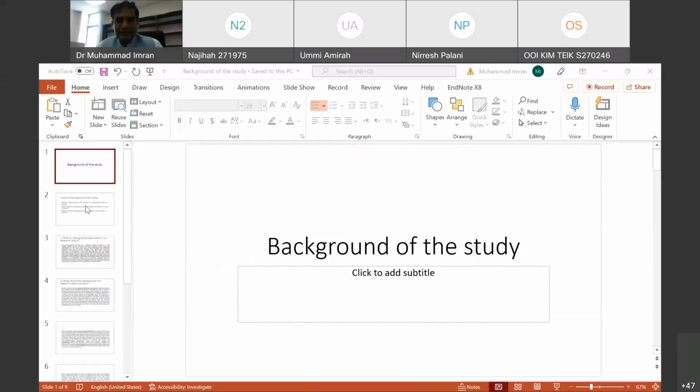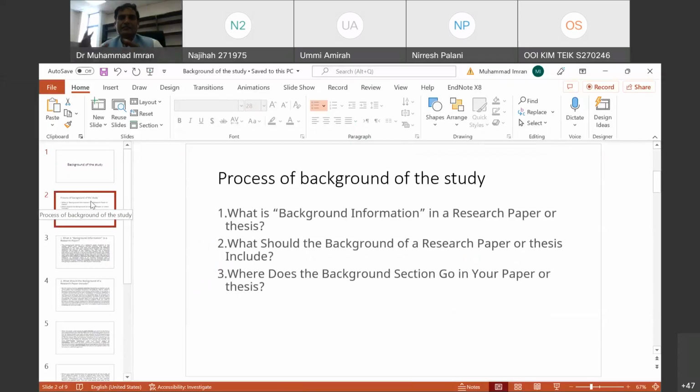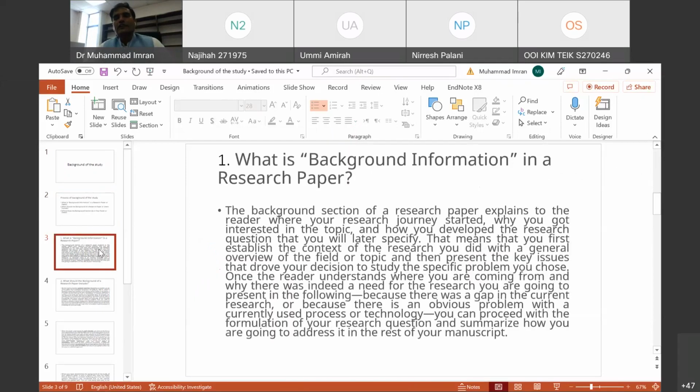Background of the study. Basically, there are three basic questions you have to answer. What is background information in a research paper or in your research thesis? What should the background of the research paper or the thesis include? Or number three, where does the background section go in your research paper or research thesis? Okay, number one, background information.